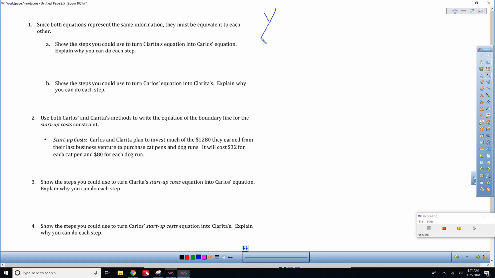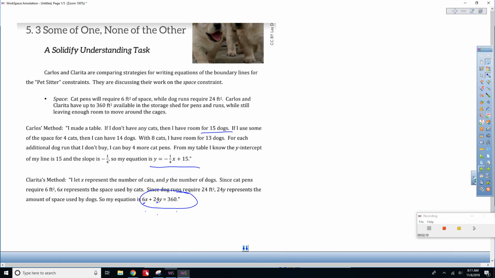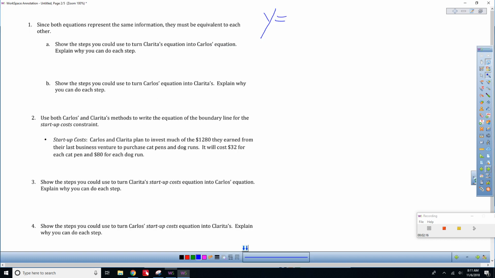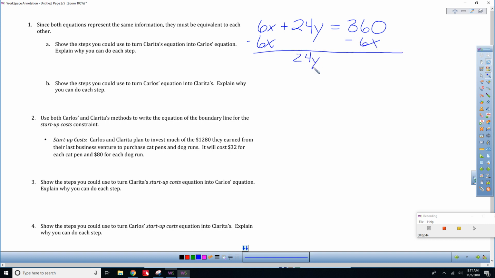So Clarita's was y equals, let me make sure this is right. No, Clarita's was 6x plus 24y equals 360. Well, we want to make it into Carlos's. At the end of Carlos's, he had y equals. So we need to solve this thing for y. Okay, we're going to subtract 6x from both sides. And we get 24y equals, now that's a positive 360.